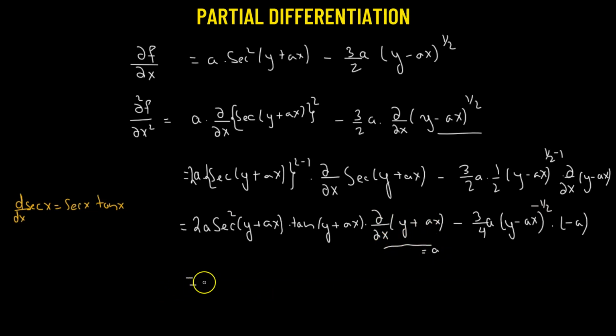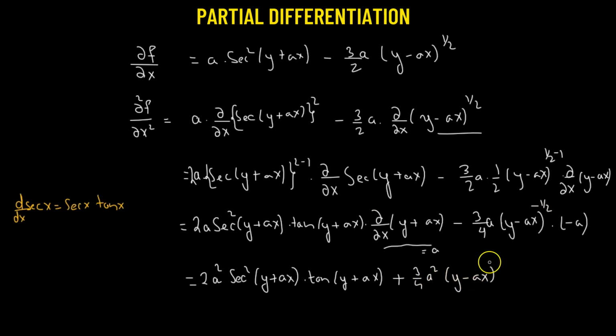So that means we will finally get 2 times a squared multiplied to secant squared of y plus ax times tangent of y plus ax, plus, because we have a negative and a negative a, we have 3 over 4 times a squared times y minus ax all raised to the power of negative half. So this is the value of the second partial derivative of f with respect to x.